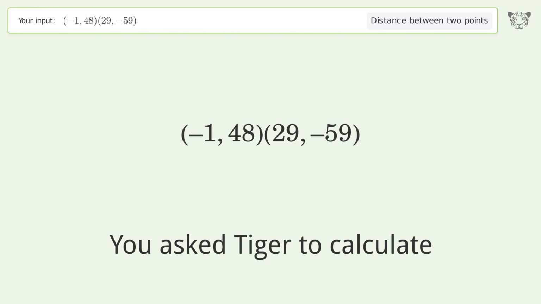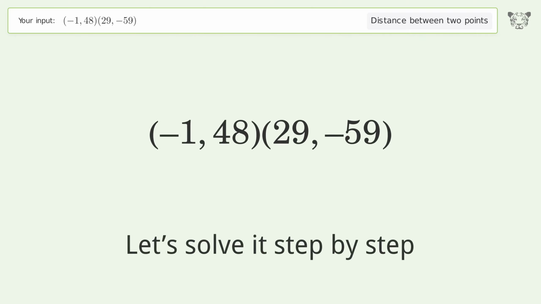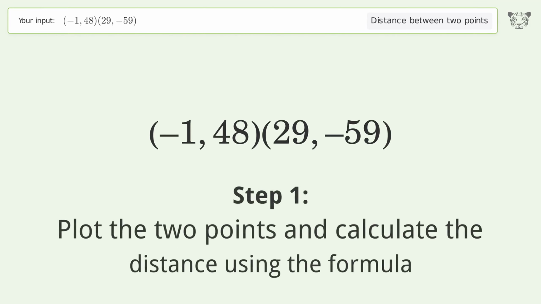You ask Tiger to calculate. This deals with the distance between 2 points. The distance between the 2 points is the square root of 12,349, or 111.126. Let's solve it step by step. Plot the 2 points and calculate the distance using the formula.